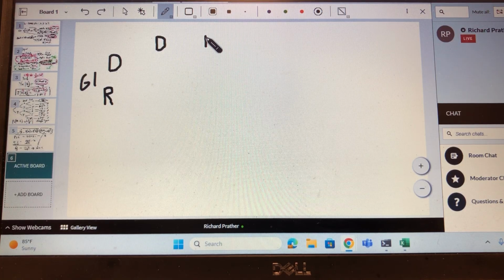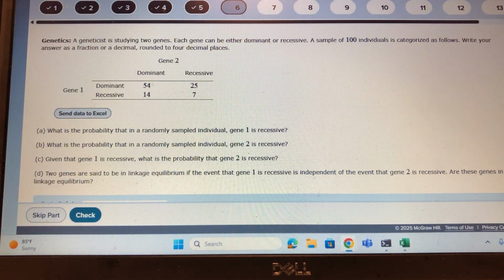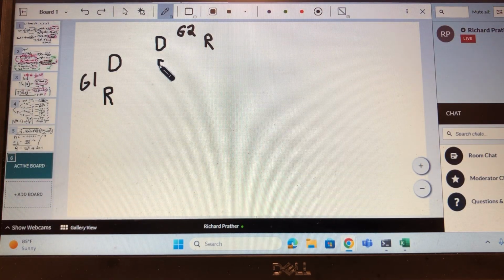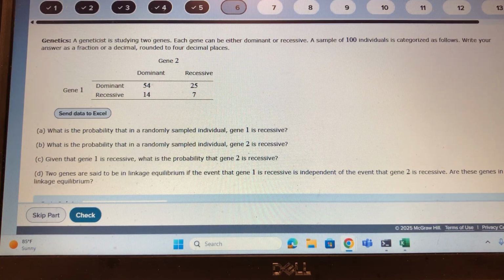Genetics, the father of genetics, Gregor Mendel, he was the one that discovered all this stuff, and even though he was religious, he did, in his free time, a lot of math and science stuff.